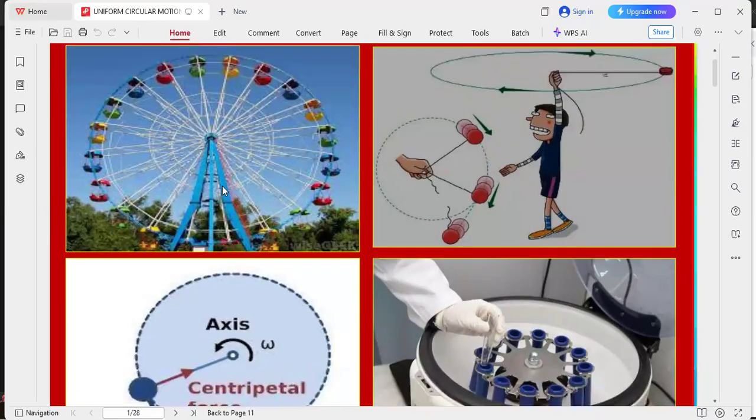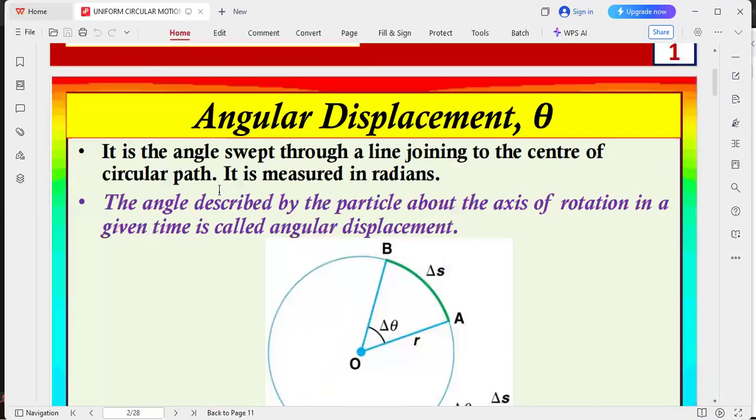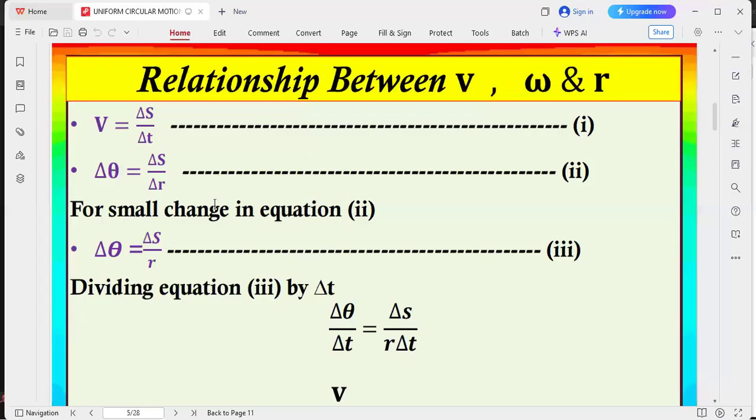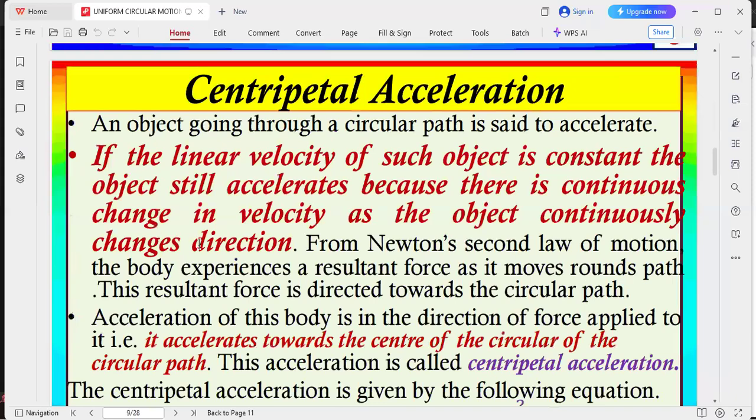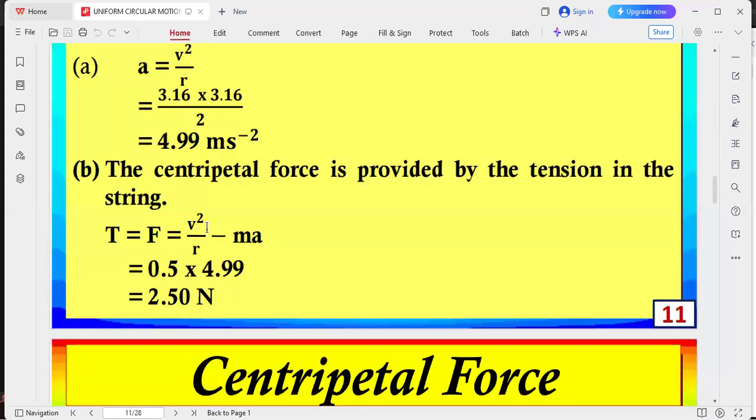So what has been calculated here is not correct. This working here is wrong, this part B. The formula is supposed to be tension equals centripetal force, which is equal to mv squared over r. That's all. The issue of minus ma, plus ma does not come in.